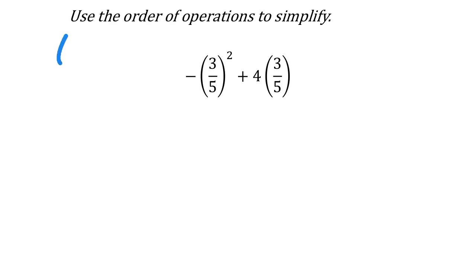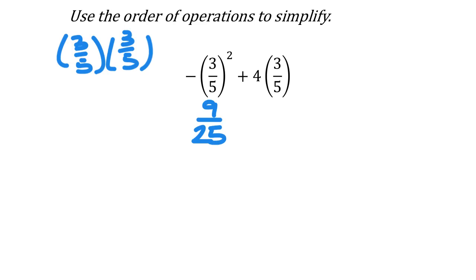It's 3/5 to the power of 2, so that'd be 3/5 times 3/5. Now again, with fraction multiplication, we're just multiplying the two numerators, which in this case is 3 and 3. 3 times 3 is 9. Multiply the denominators, 5 and 5. 5 times 5 is 25. Now, if you want to keep that in parentheses, you can. But let's look at the rest of this problem. It's negative 9 25ths plus 4 times 3/5.